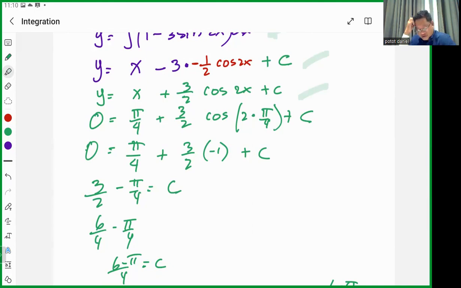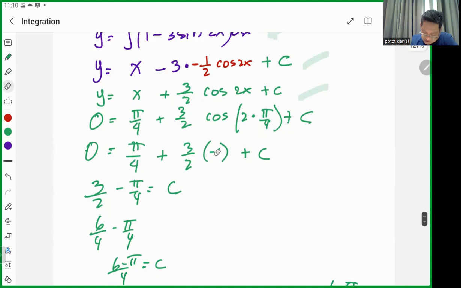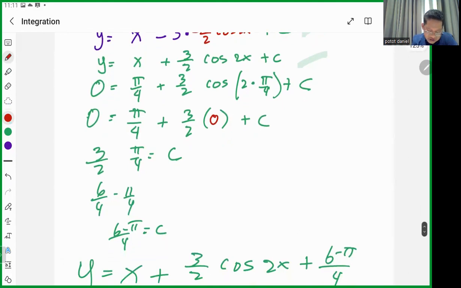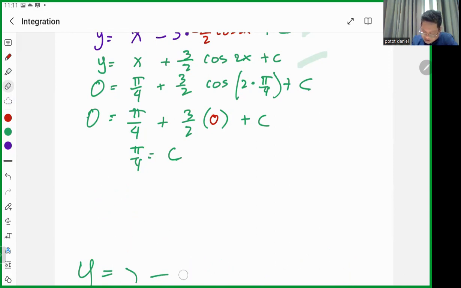Oh, I am wrong. That's what I'm saying, because cosine of pi over 2 is 0. Oh, see? That's so tricky. This is actually equal to 0. Okay, so therefore I am wrong. The c now is pi over 4. So basically it's more simple then. Okay, that's what I'm trying to say. You actually need to solve it one by one.